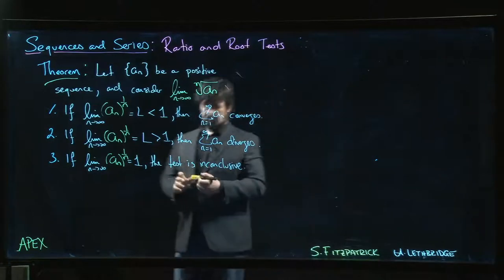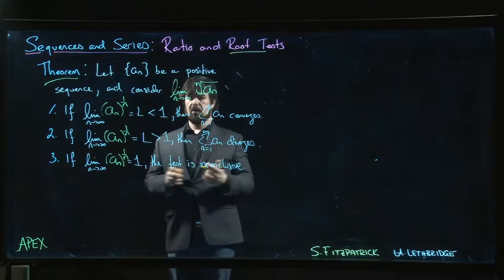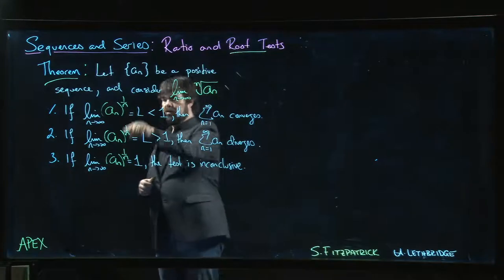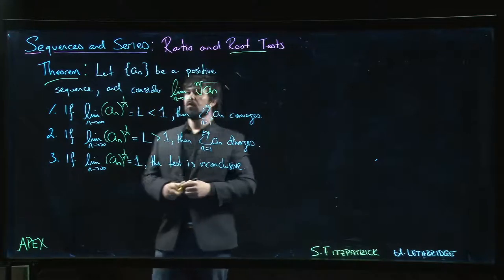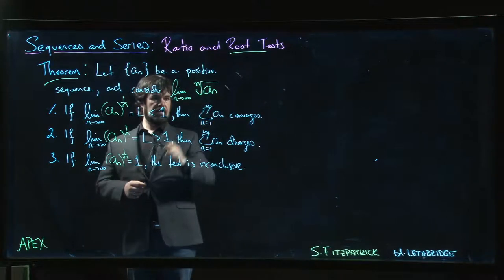All right, so next up is the root test. The root test looks an awful lot like the ratio test. In fact, all I had to do was come through and change a few pieces here, right? In the root test, it's called the root test because you look at the nth root of a_n, as n goes to infinity.